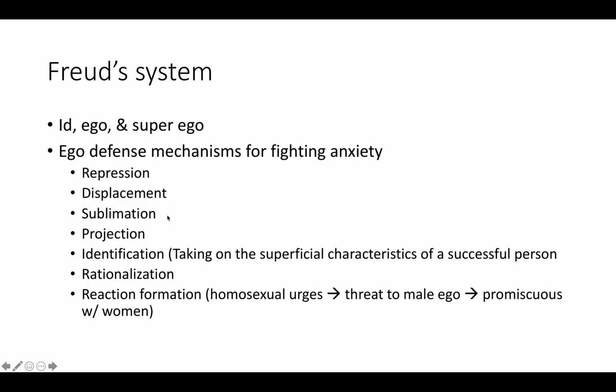I'll just talk about the next two. I'm not going to go through all of these. Sublimation is when there's something the id wants to do, but it's unacceptable socially to do it. So the superego gives the id something kind of similar to do to kind of appease it, not completely appease it, but give it a little taste of what it really wants to do.